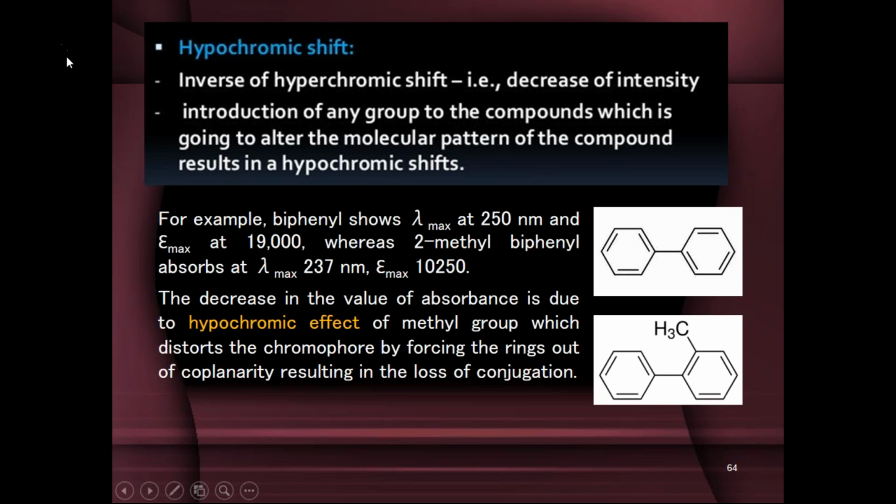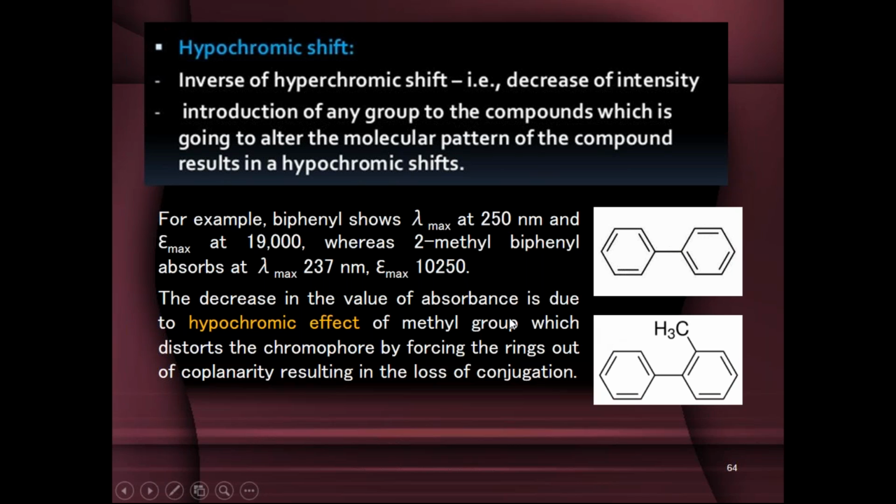And the last type of effect is the hypochromic shift. This is inverse of hyperchromic shift. That is, there is a decrease of intensity of absorbance. Introduction of any group to the compound, which is going to alter the molecular pattern of the compound, results in hypochromic shift. You can see an example.